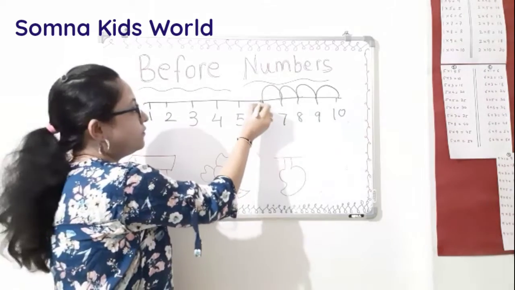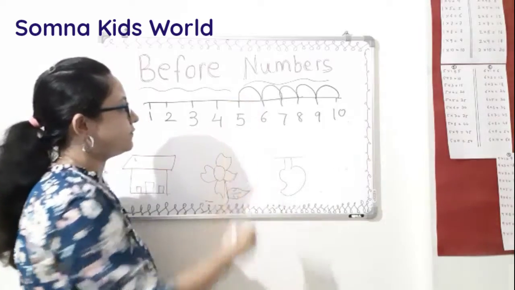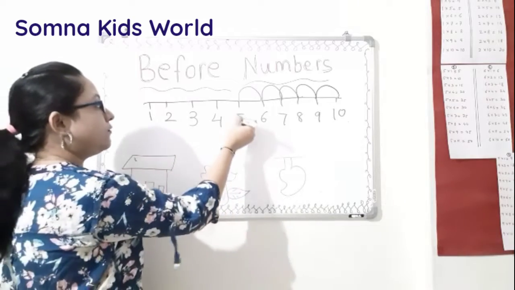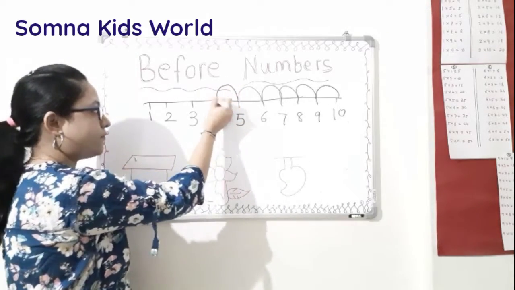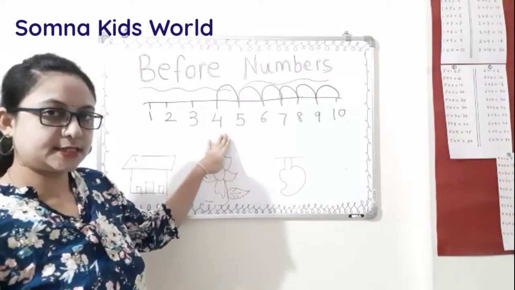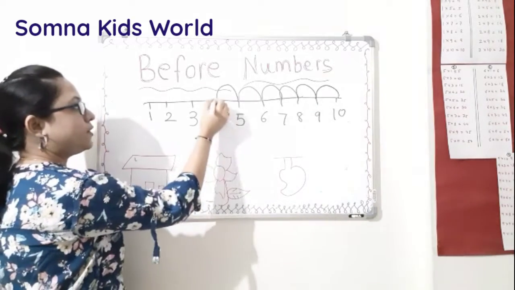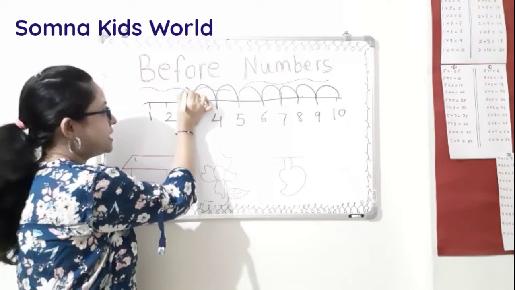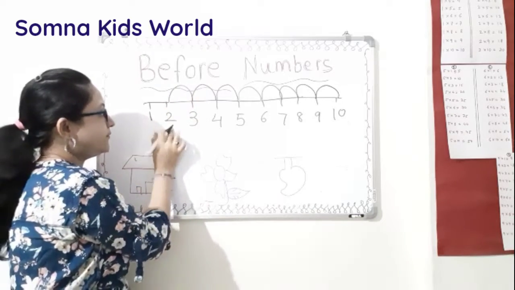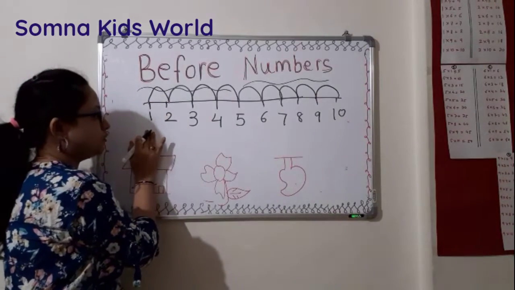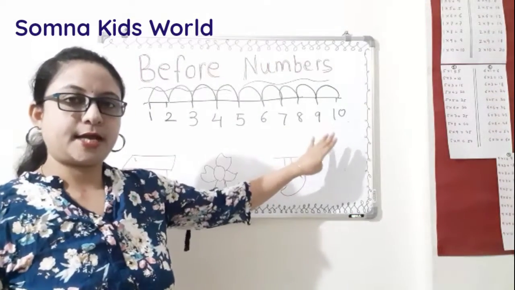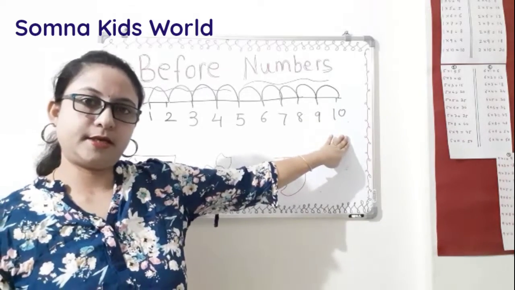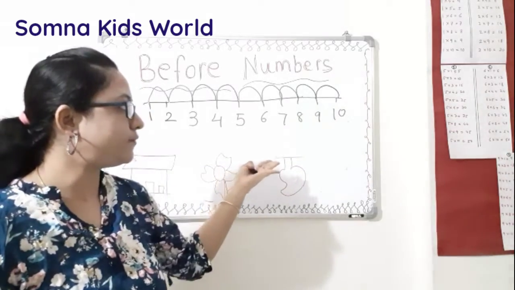What comes before 6? It's 5. What comes before 5? Number 4. What comes before 4? Number 3. What comes before number 3? Number 2. What comes before number 2? It's number 1. So this is how you can make a number line from 1 to 10, and you can ask the kids to identify which number comes before.